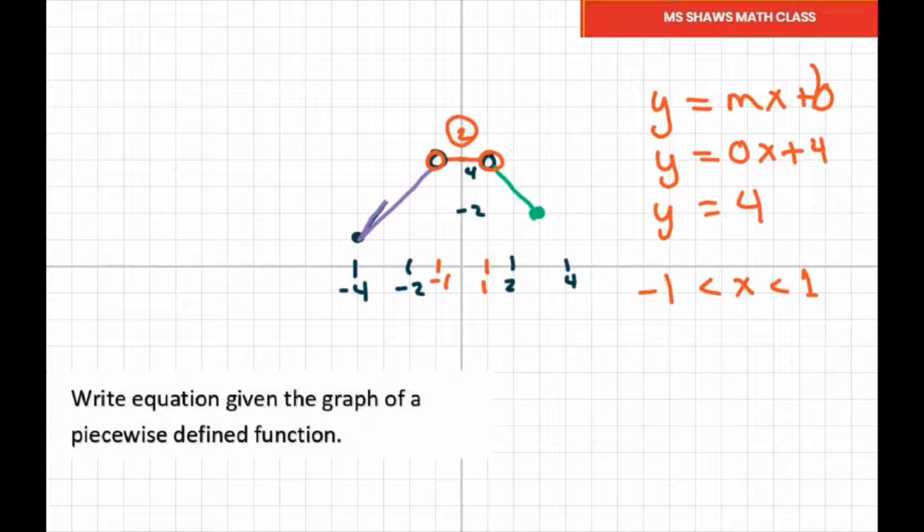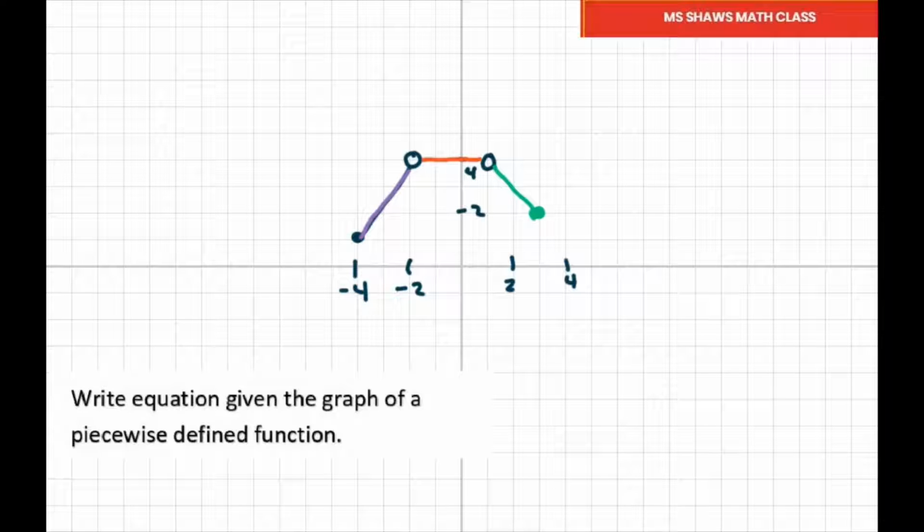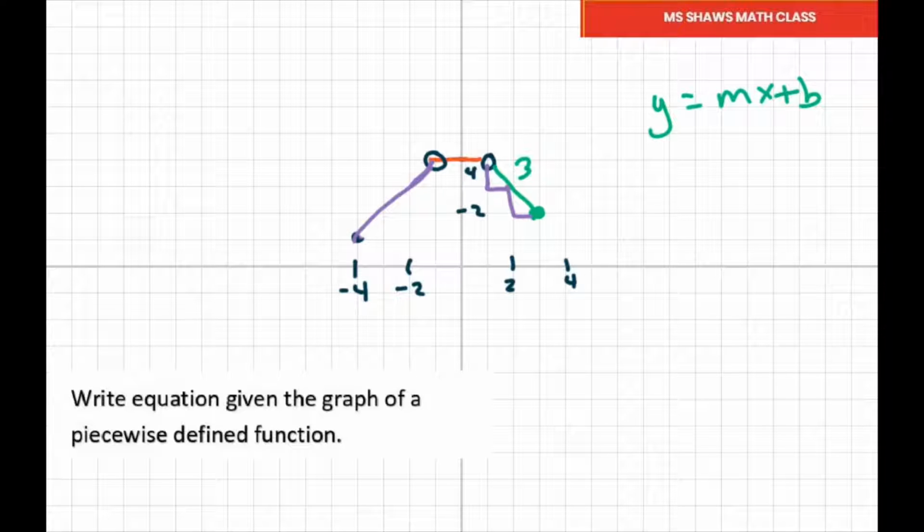Alright, let's do the last piece. Again, I'm going to change this real quick. There we go. We're just doing this last piece here. It's the green line. So we know it's y equals mx plus b. And the slope is negative 1. So you're going down 1, over 1, down 1, over 1. So m equals negative 1. And if we extended the line up here, we would be at 5. So our equation would be y equals negative x plus 5.